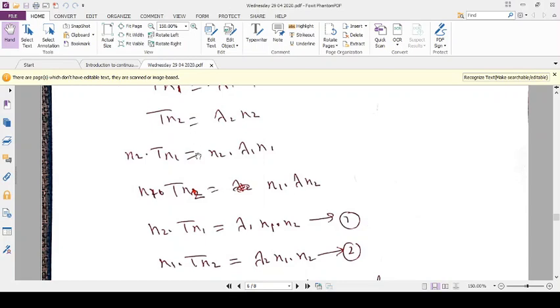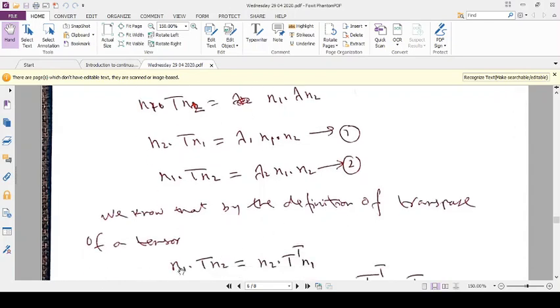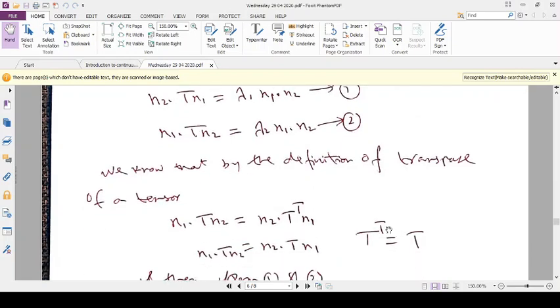Now you have rewritten these 2 equations in the form of 1 and 2. We know that by the definition of the transpose of a tensor you can write this. n1 is a vector, n2 is a vector, T is a tensor. Using the definition of the transpose of tensor T, you have this type of equation: n1 dot Tn2 equals n2 dot transpose of T n1. If you remember, your tensor is symmetric, so you can use transpose of T equals T. So it would be n1 dot Tn2 equals n2 dot Tn1.